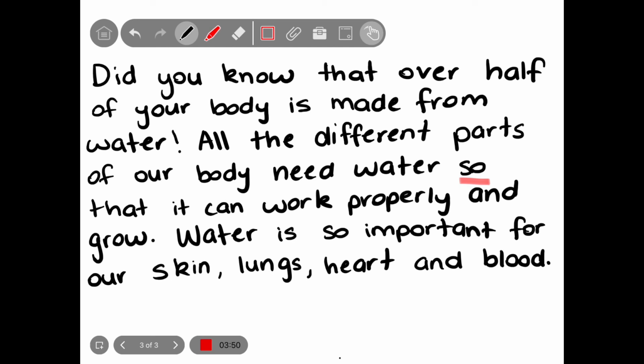Great. So I know I'm successful because I wrote 2 paragraphs about the importance of water. I've used simple and compound sentences. I've used interesting words and technical words like our skin, lungs, heart, and I've written my paragraphs neatly and accurately so that my reader knows exactly what I'm trying to tell them and what my message is. The next part of this, I'm going to create a poster.